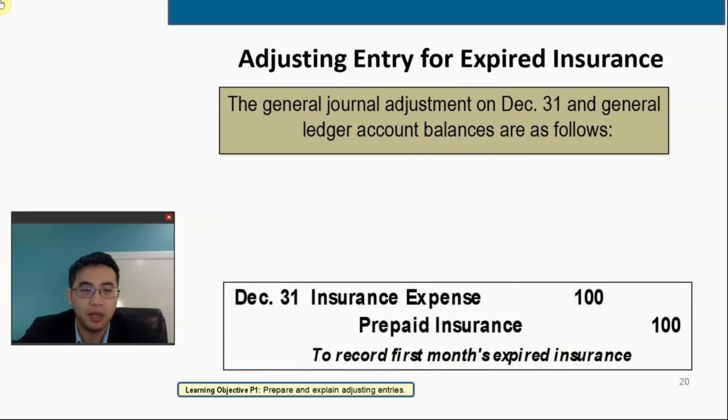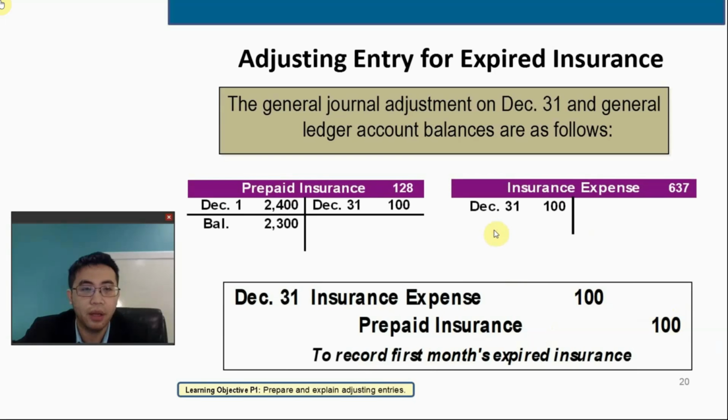What happens is, at the end of the month or the year, the insurance expense gets a debit of $100, and the prepaid insurance as an asset decreases, so that's a credit of $100. And on the general ledger, prepaid insurance started with $2,400, with a deduction of $100. Now you only have $2,300.